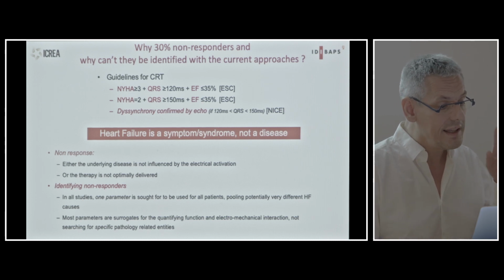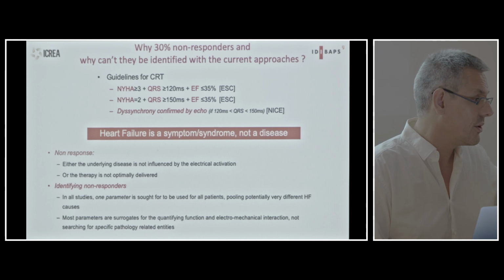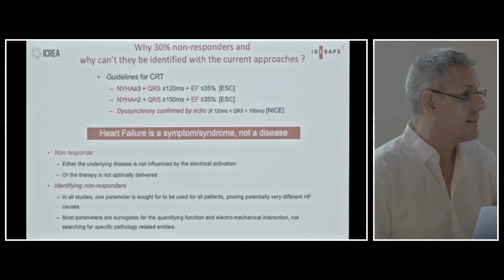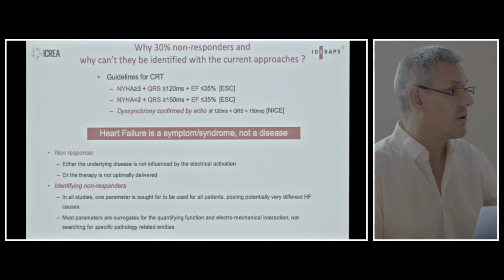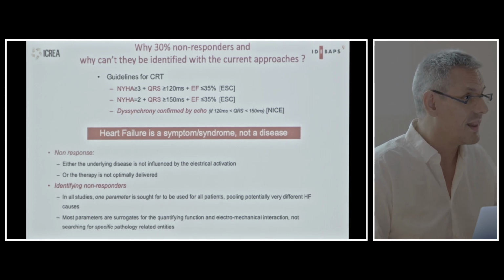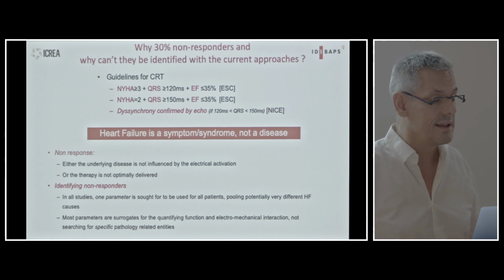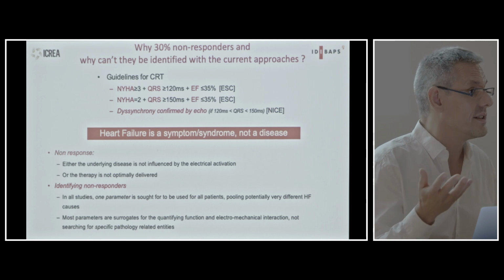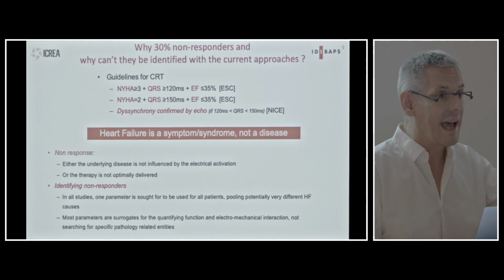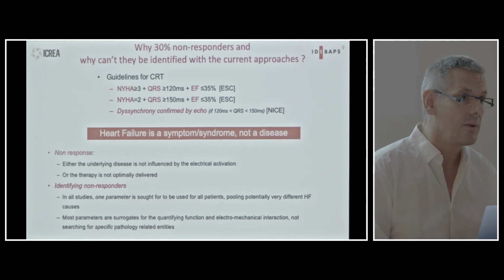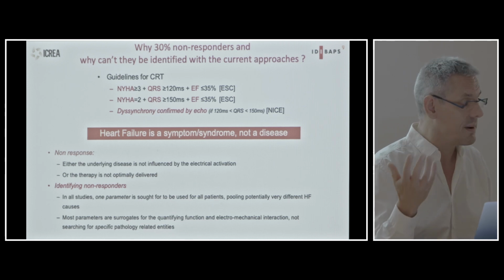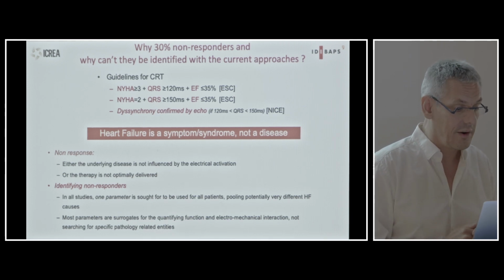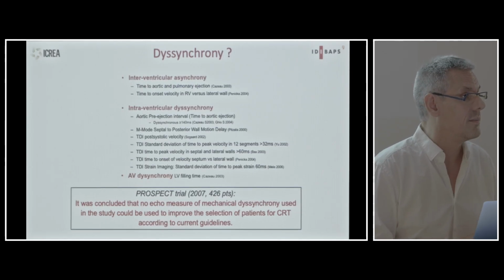So what we really need to understand is, if we're going to use electrical therapy, is there an electrical substrate that can respond to an electrical therapy? Because otherwise electrical therapy will never work. So we need to find ways to look at this. And then, of course, the next question is, can we deliver this therapy? We know that there are a lot of problems with access, for example through the coronary vein. So this is a secondary problem. And so the idea is to try to identify the potential responders.